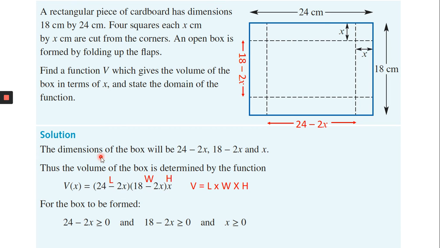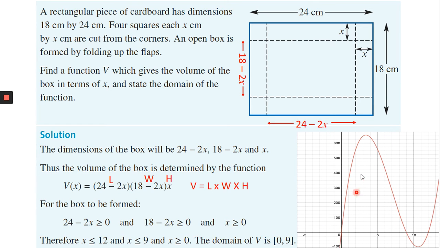So there's our function, and state the domain of the function. If we look at each one of those things and break it down, that one is telling us that x has to be less than or equal to 12. That one's telling us that x has to be less than or equal to 9. That one's telling us that x has to be greater than or equal to 0. Because x has to be less than or equal to 9, that 12 one is irrelevant. It has to be between these two. So the domain is between 0 and 9.